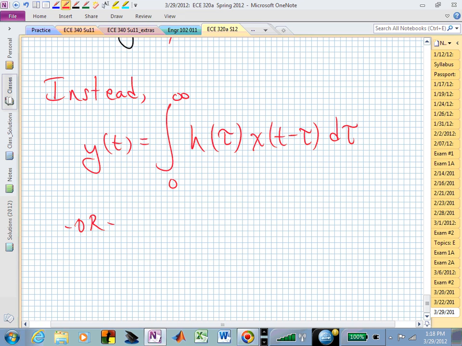Well, if x is an ugly functional form, maybe h is not so ugly and you would prefer to flip and slide it. That's okay. You can rewrite this convolution integral with x and h basically interchanged. You could say y of t is an integral from 0 to infinity of h of t minus tau, x of tau, d tau. And you'll get the same y of t. It's just that one might be easier to compute than the other.